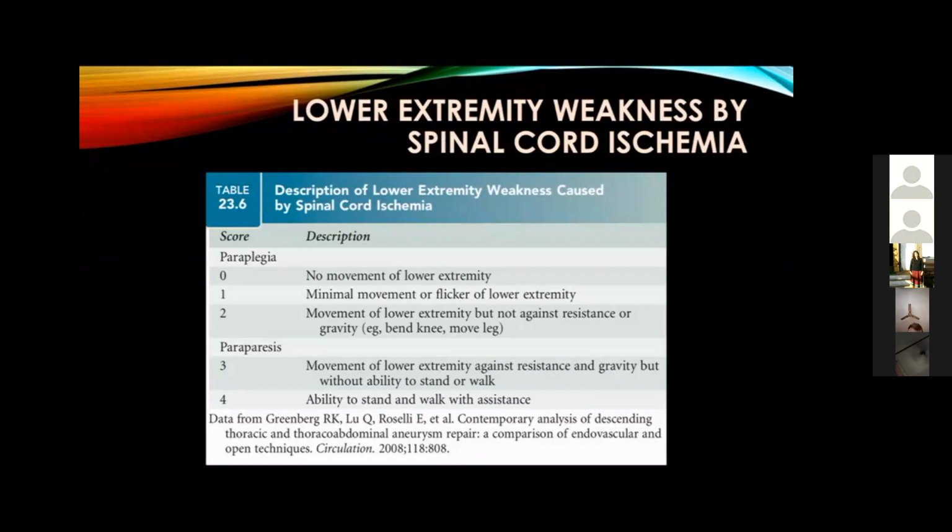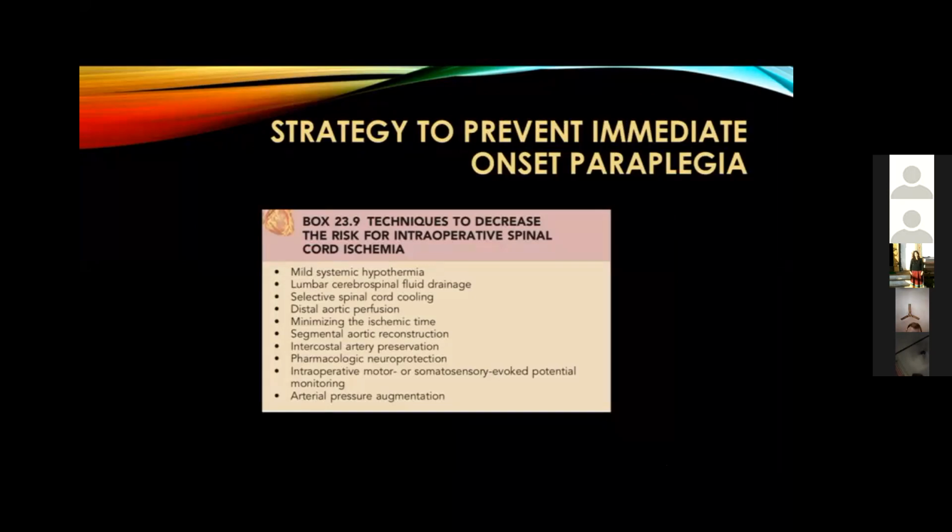Now, strategy to prevent this immediate onset paraplegia. There are two types of problem. One is immediate, one is delayed. What are the strategies to prevent the immediate onset paraplegia? First, mild systemic hypothermia should be maintained. Lumbar cerebrospinal fluid drainage when the CSF pressure goes above 10 millimeters of mercury. Selective spinal cord cooling, not much experience. Distal aortic perfusion should be maintained, minimize the ischemic time. Segmental aortic reconstruction, intercostal artery preservation, and pharmacological neuroprotection. Intraoperative motor or somatosensory evoked potential monitoring should be done, or arterial pressure augmentation.